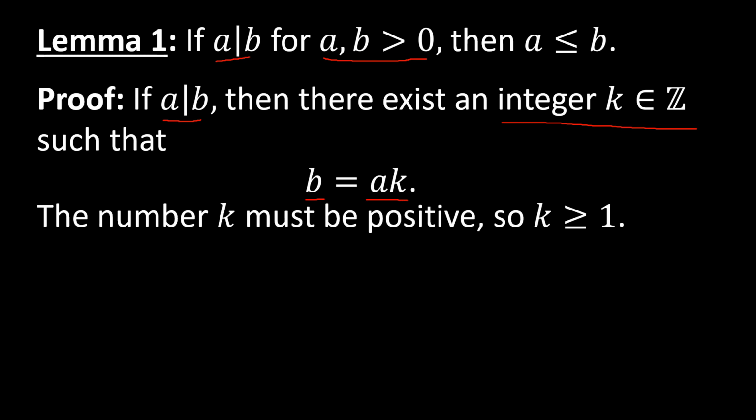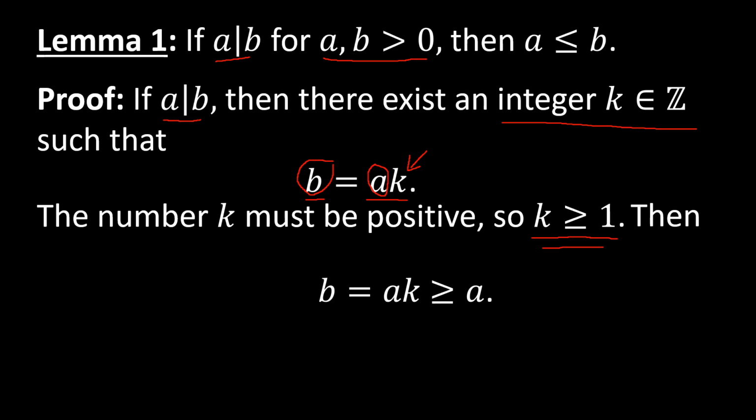Now, the number k must be positive, and the reason for that is because if you look at the numbers A and B here, B is positive, and A is also positive, then k must be positive as well, because if k is negative, then that will make B a negative number because A is positive. So k is a positive integer, and because it's a positive integer, it needs to be bigger than or equal to 1. And that's going to come into play in the proof in a second.